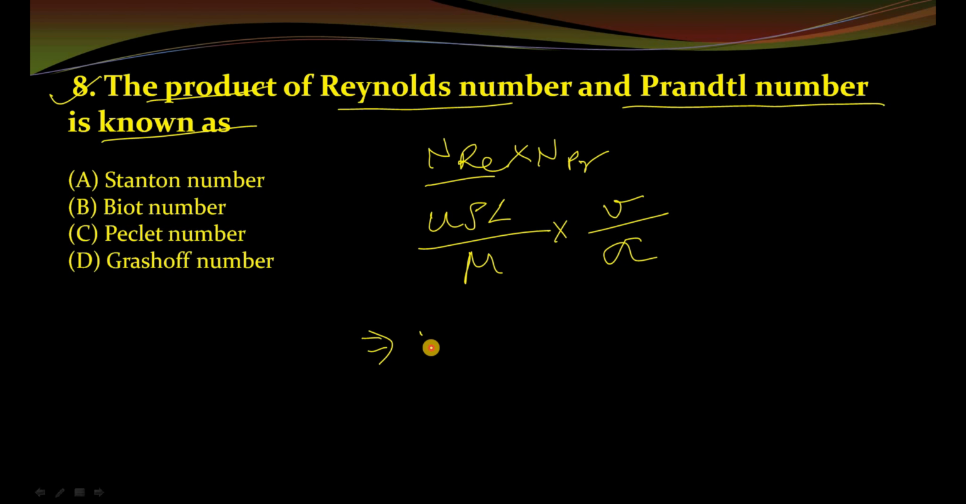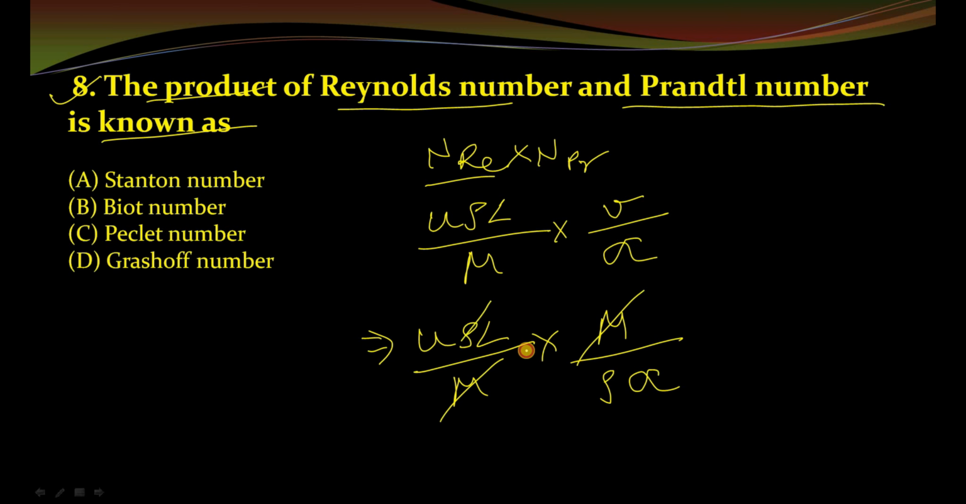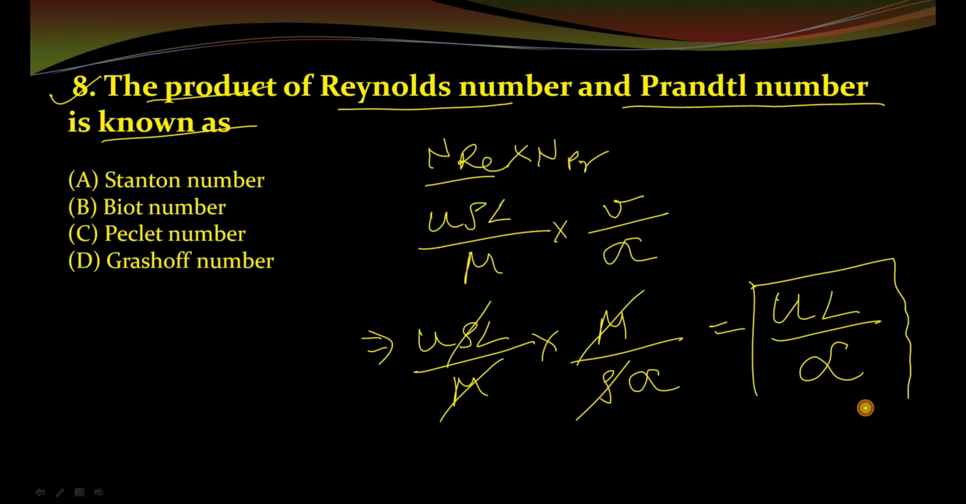Now we can simply write here U rho L by mu, into what is that? This is the kinematic viscosity, right? So how can I write it? I can simply write it as the dynamic viscosity divided by density into alpha, right? So rho cancels out, mu also cancels out, so it will become U L by alpha. Now this is the formula for the Peclet number. This is the formula of the Peclet number in the case of heat transfer.